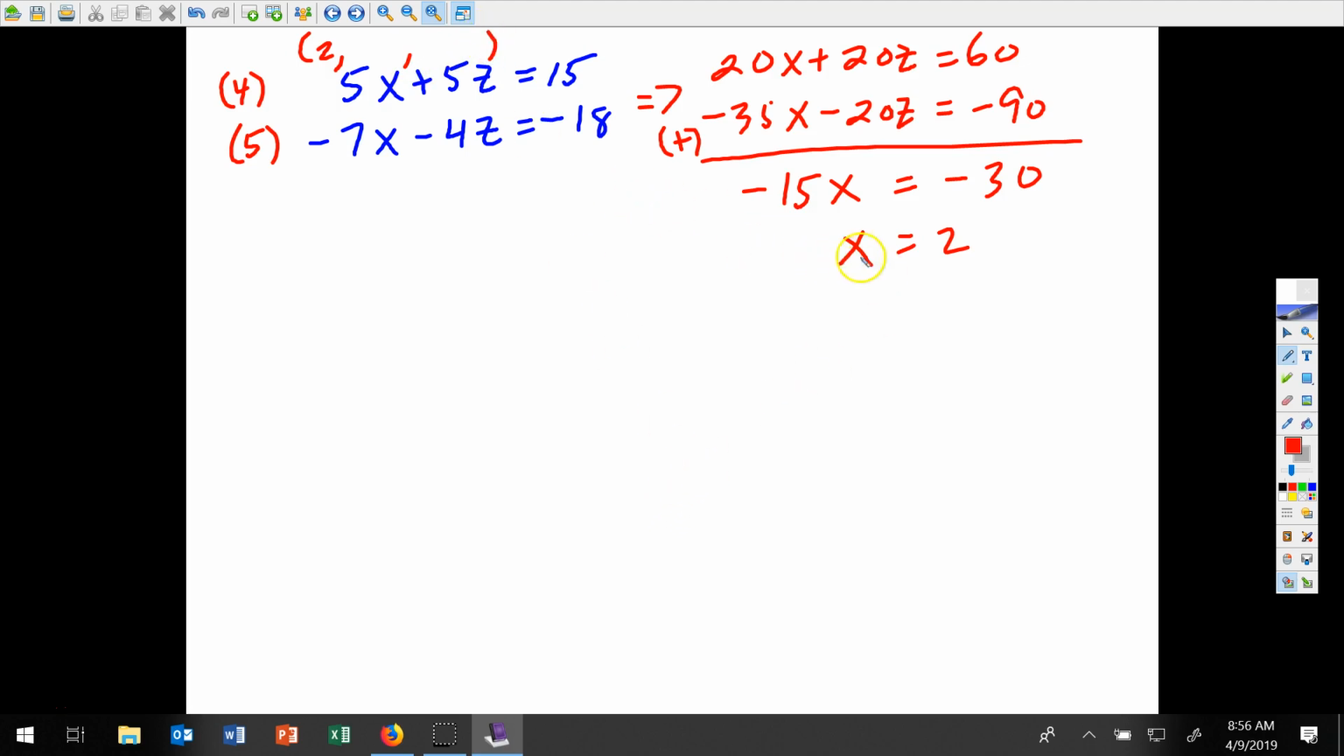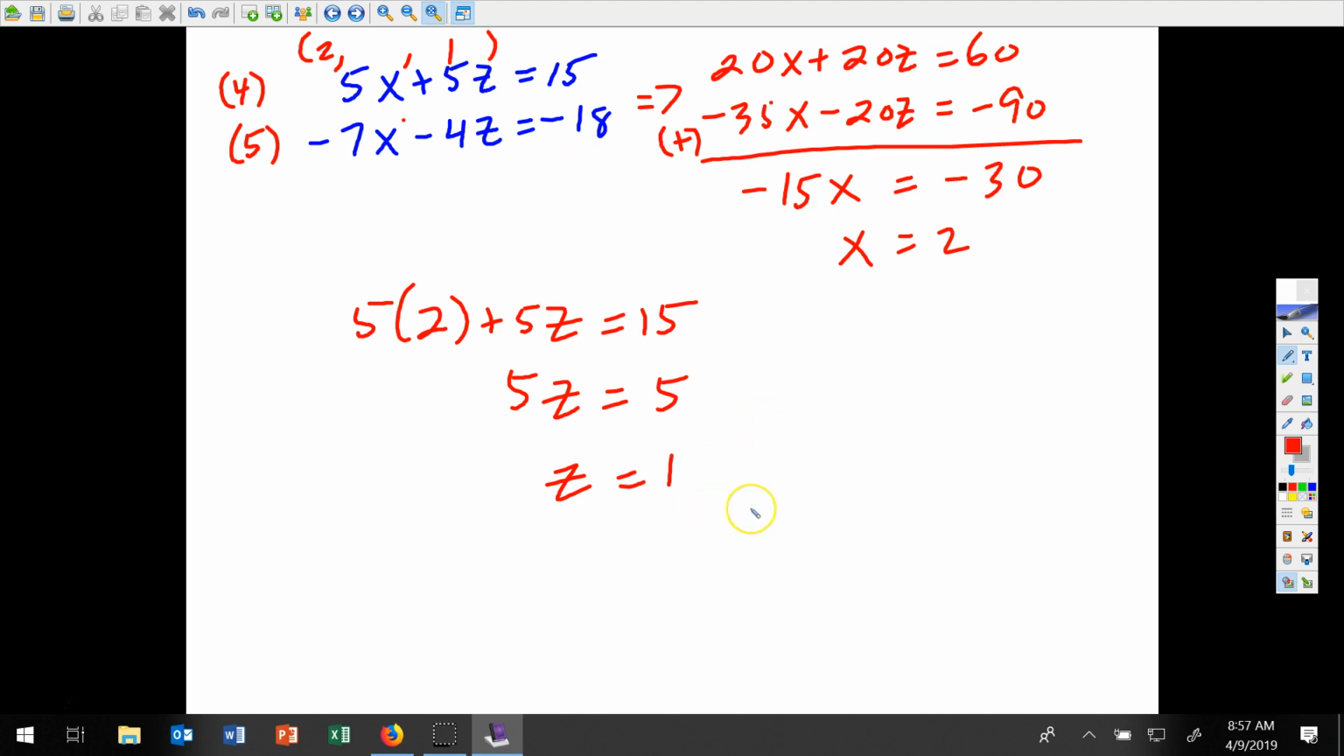Now that I've found x, I'm going to go back through my work. When I find one variable, I need an equation that has two variables. It doesn't matter which one I pick, but I'm going to stay away from a negative. I'm just going to go with this top equation, 5x plus 5z, and I'm going to let x be 2 so that I can find out what z is. 5 times 2 plus 5z is 15. 5z is 5. I'm going to be subtracting 10 from both sides. z is 1.